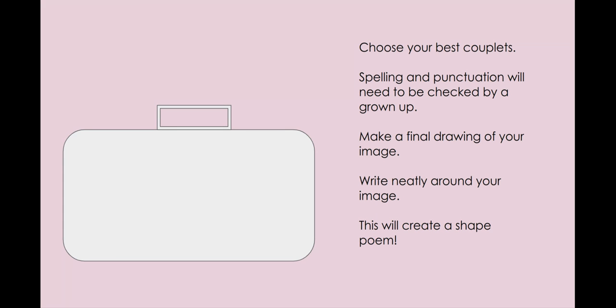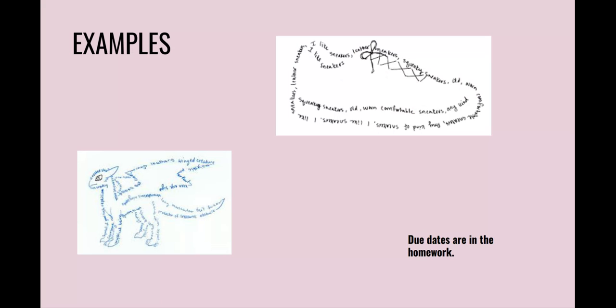Choose your best couplets now that you've written them. Spelling and punctuation, those need to be checked by a grown-up. Make a final drawing of your image. I give you a tip, make it as big as you can on the page. Then you're going to try to write neatly around your image, which creates the shape.